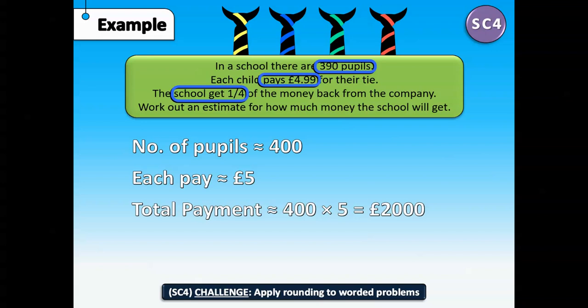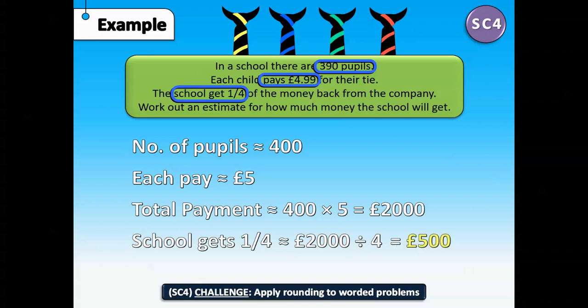So that's £2,000. Now the school gets 1/4 of this money back from the company. So to find 1/4 of something, we divide it by 4. So £2,000 divided by 4 is £500. So an estimate for how much money the school will get is £500.